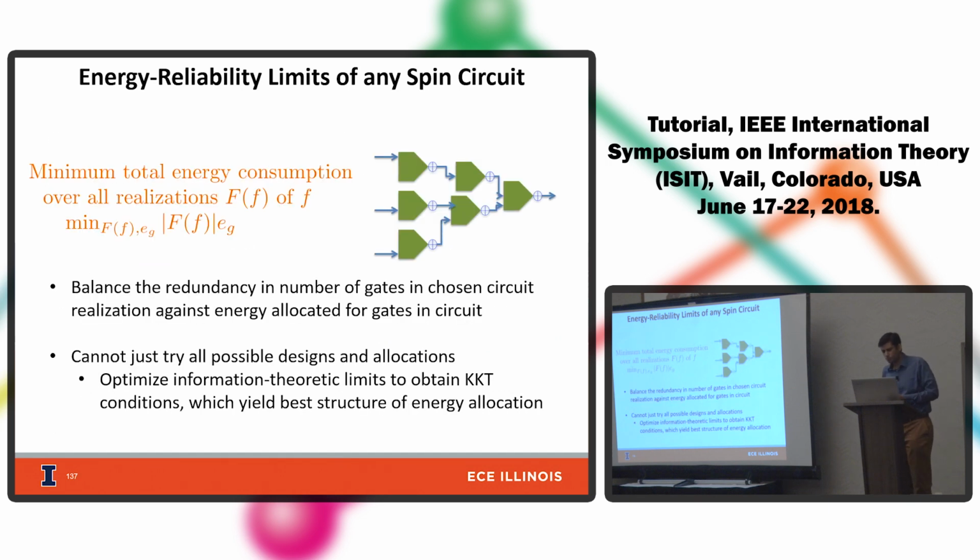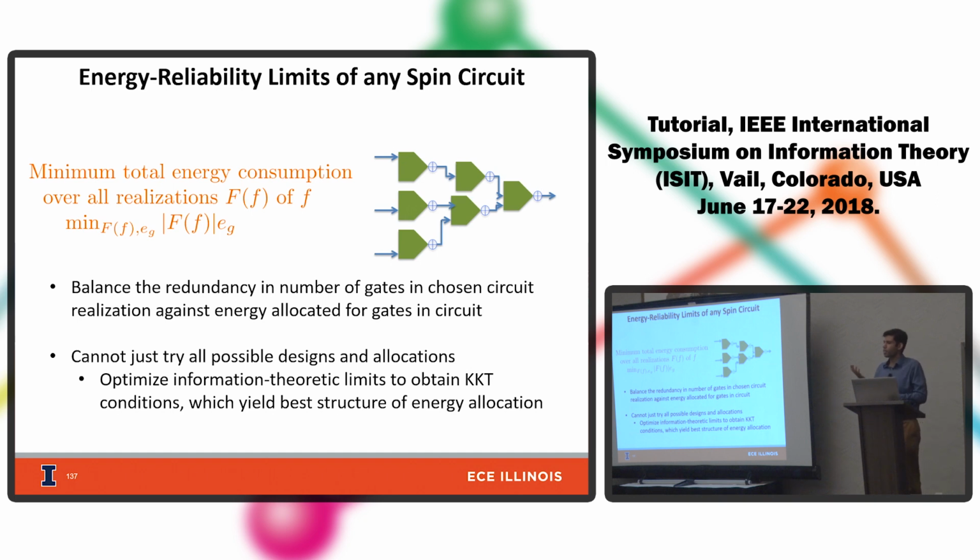Okay, so we want to achieve this objective. We want to minimize the total energy over all realizations that realize this function f. And we want to balance the redundancy in the number of gates in the chosen circuit against the energy allocated for gates in a circuit. Right, I think you can imagine two very extreme design points. You could have very, very large circuit redundancy and very little energy at each gate. So every gate is very, very noisy, but I have so much circuit redundancy. I have n modular redundancy, right? So that'll work fine. That'll achieve delta reliability.